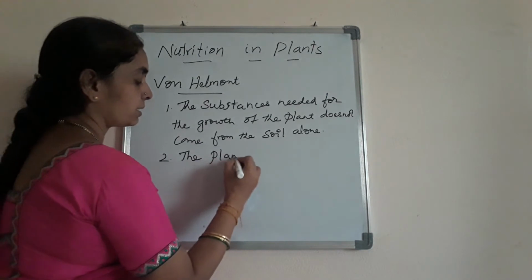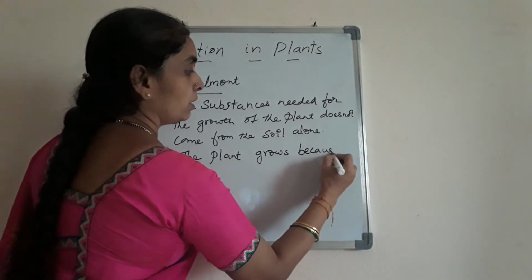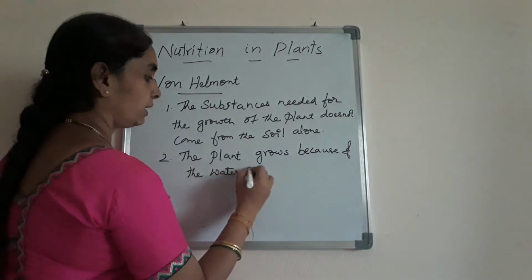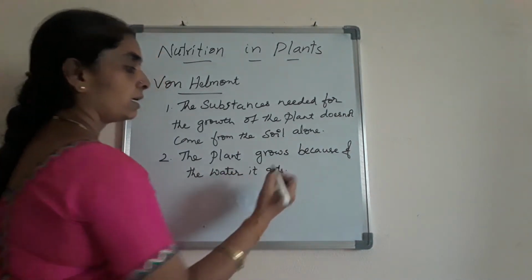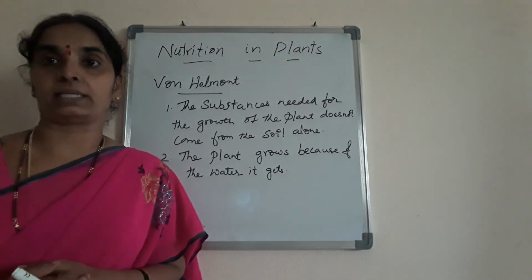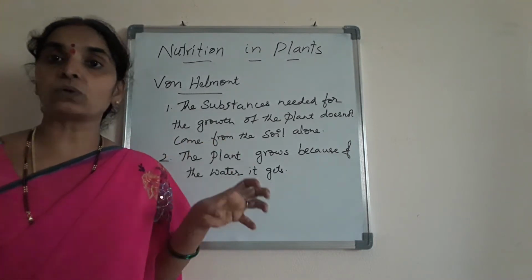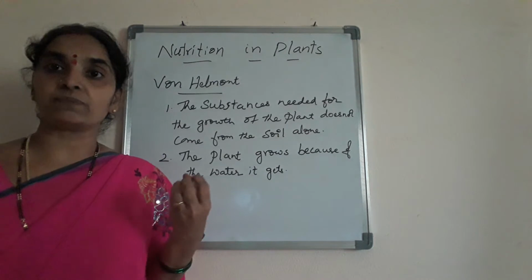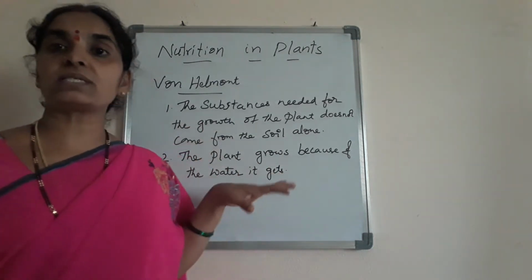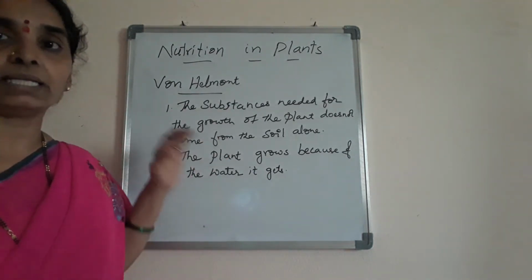The plant grows because of the water it gets. So from this we can understand that Van Helmont described the growth of the plant. How does the plant grow? The plant grows with the absorption of water from the soil. So it grows because of the water it gets. That was the statement narrated by Jan Baptista van Helmont.